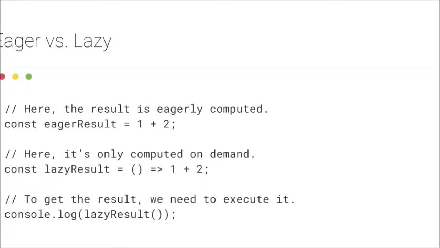So the top line here, this computation of eager result, adds the numbers 1 and 2. As soon as the JavaScript interpreter gets to this, it'll compute the result 3 and store it in a variable. But just by wrapping that computation inside a function, now when the JavaScript interpreter gets here, it stows those instructions away and it doesn't actually run them. It's only when we call the function that we actually make that computation.